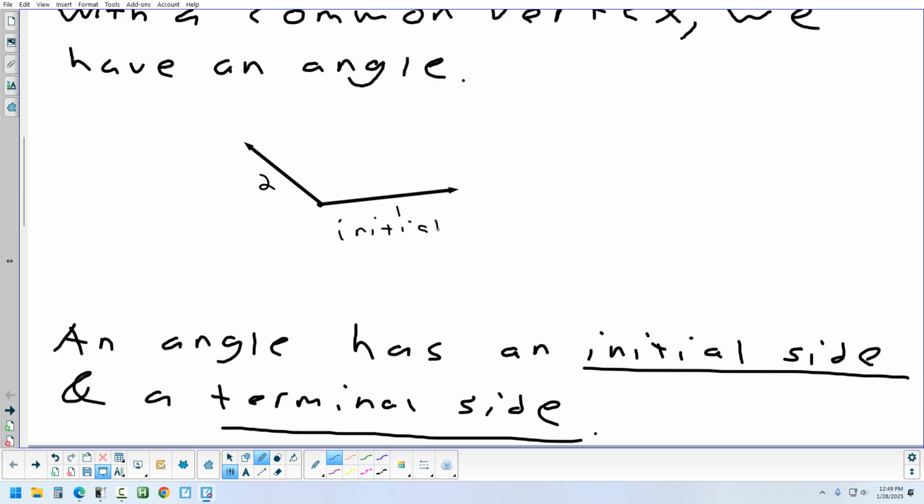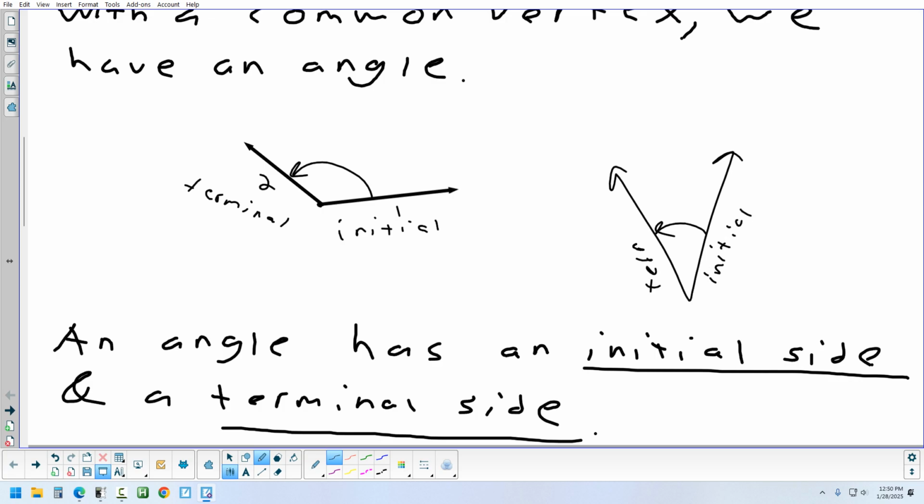How do you determine that? The way you can figure out which side is which is if you're standing in between the two rays and you rotate counterclockwise this way. Wherever you start, that's the initial. Wherever your arrow would end, that's the terminal. Is the terminal always to the left? Well, it depends how you draw your angle. So in that case, that's your initial, and that is your terminal.